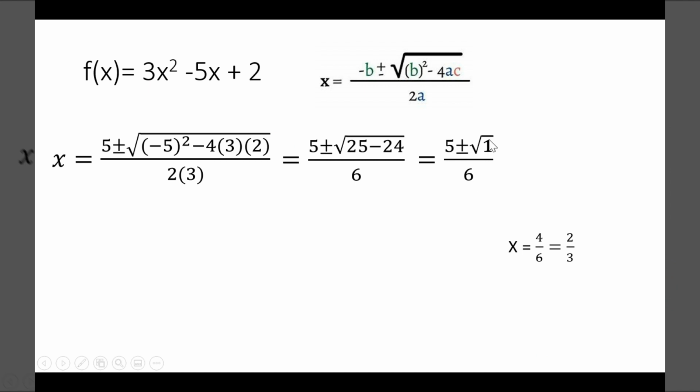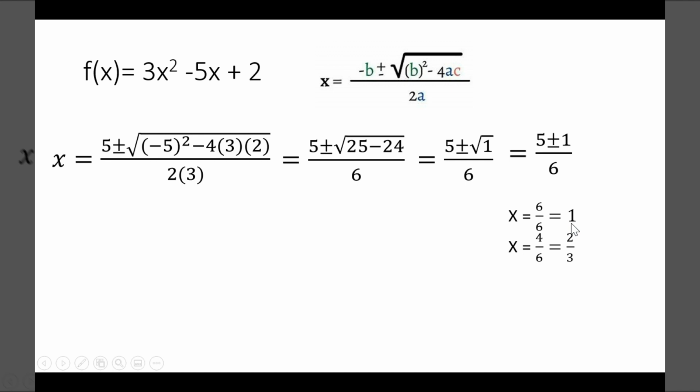The square root of 1 is 1. So now we have our two calculations here. We have 5 plus 1 divided by 6, which is 6 over 6. And we have 5 minus 1 over 6, which is 4 over 6. So our two solutions for this are going to be 1 and 2/3.